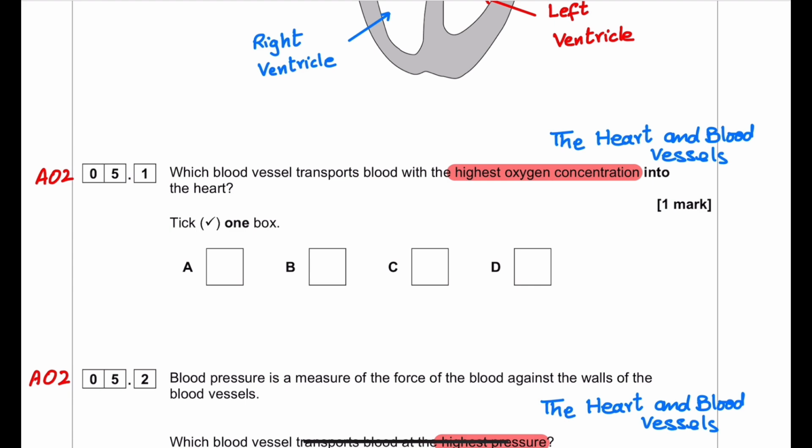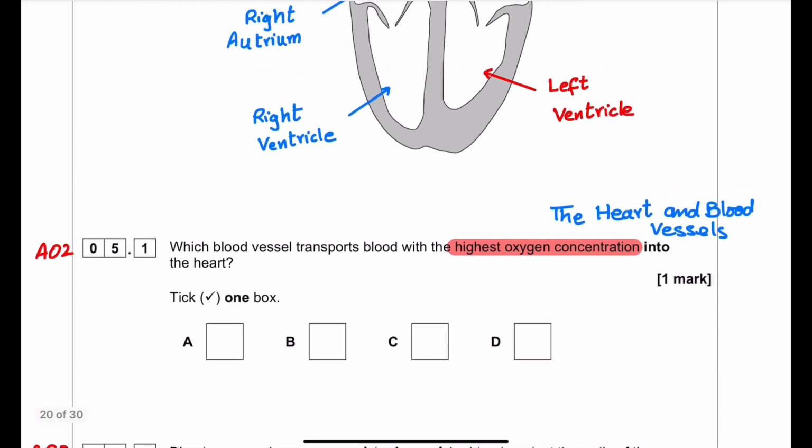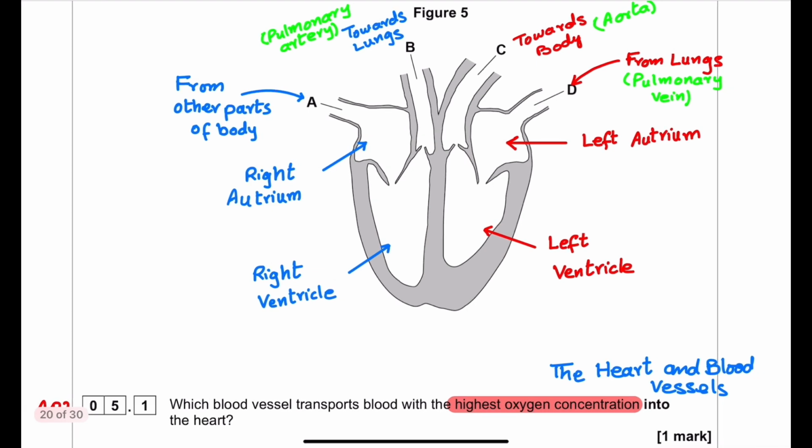So the question is, among these four, A, B, C, D, which chamber or which artery or which vein is responsible for bringing the oxygenated blood into the heart? If you see here, the blood is entering into the heart. That is, pulmonary vein is the vein which is carrying the oxygenated blood from the lungs into the heart. So it is number D.